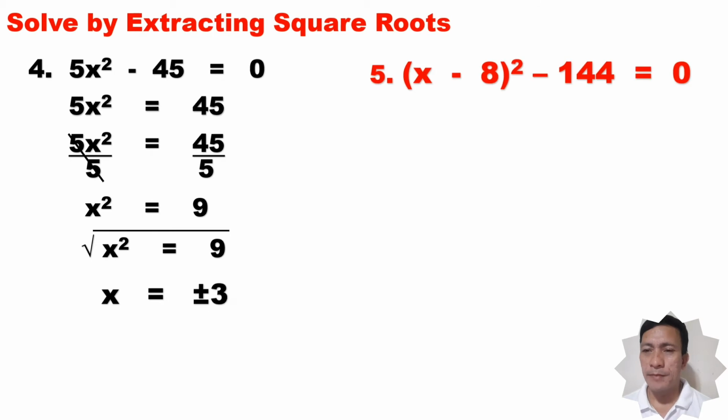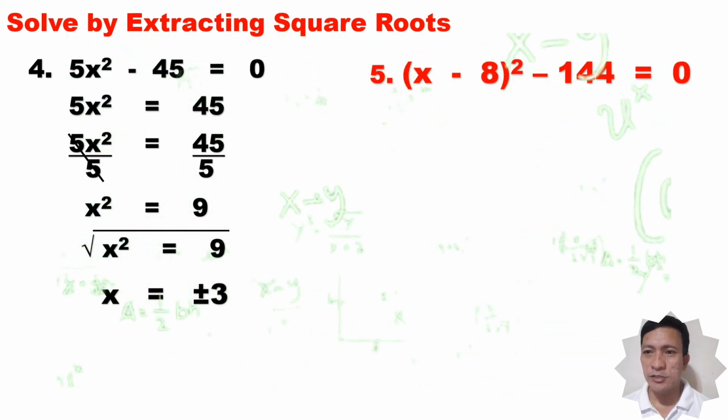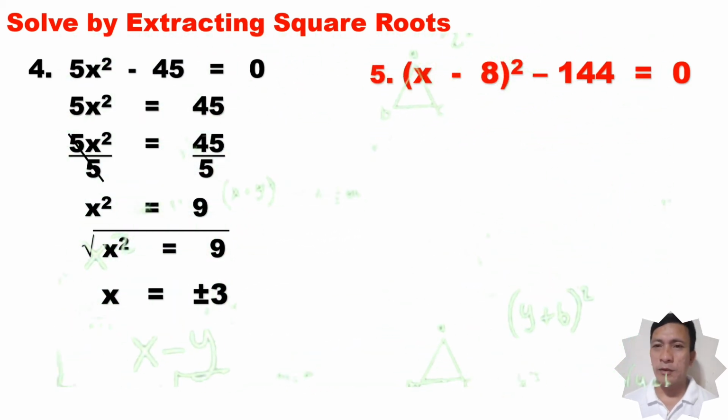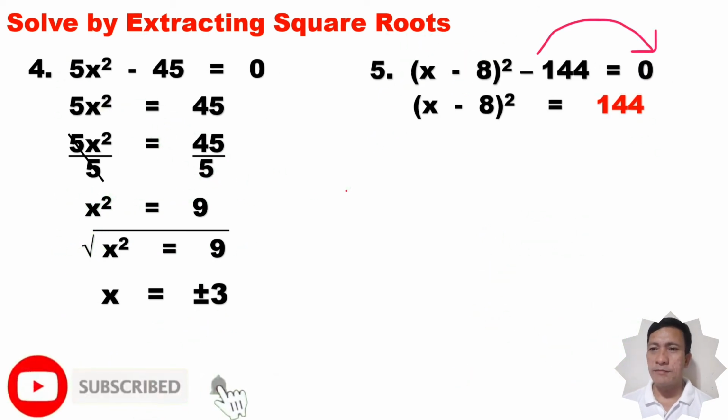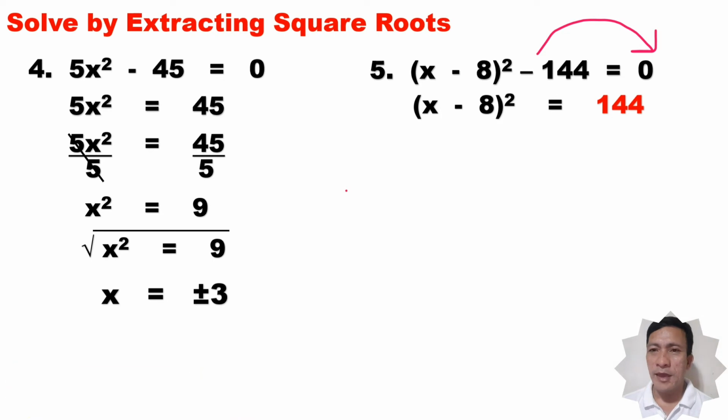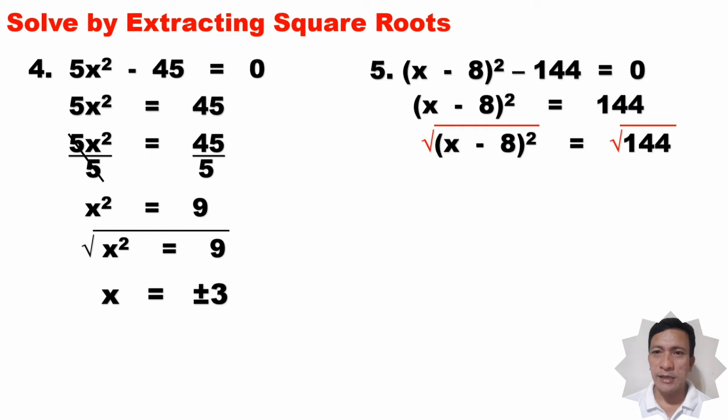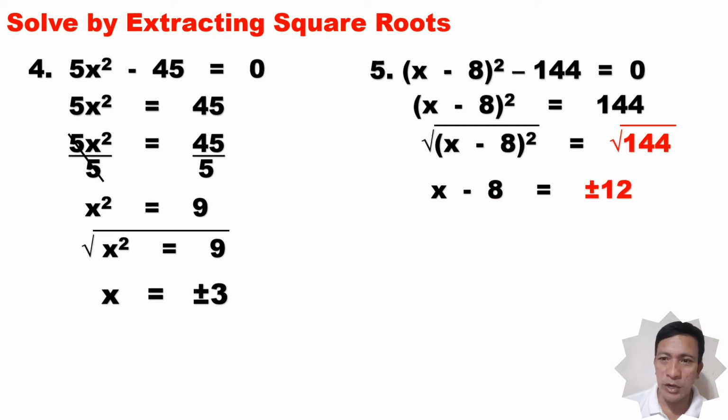Problem number 5. Quantity x minus 8 squared minus 144 equals 0. Transpose 144 to the right, it will become positive. So we have quantity x minus 8 squared equals 144. To remove squared, extract square root both sides. Square root of quantity x minus 8 squared is x minus 8. Square root of 144 equals positive and negative 12.